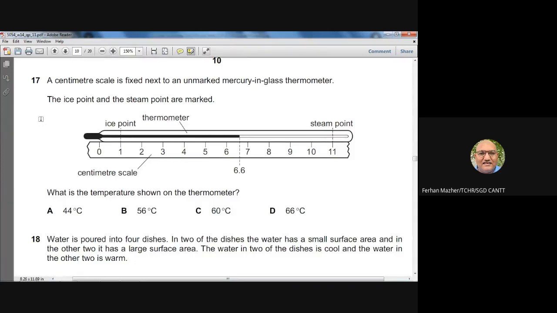A centimeter scale is fixed next to an unmarked mercury in glass thermometer. The ice point and the steam point are marked. What is the temperature shown on the thermometer? Okay, so the length at the ice point is 1 centimeter. So L naught will be 1 centimeter. The length at the steam point is 11, so L100 will be 11. L theta is 6.6. So the temperature is the question. I've done this numerical on a paper. Let me show you.